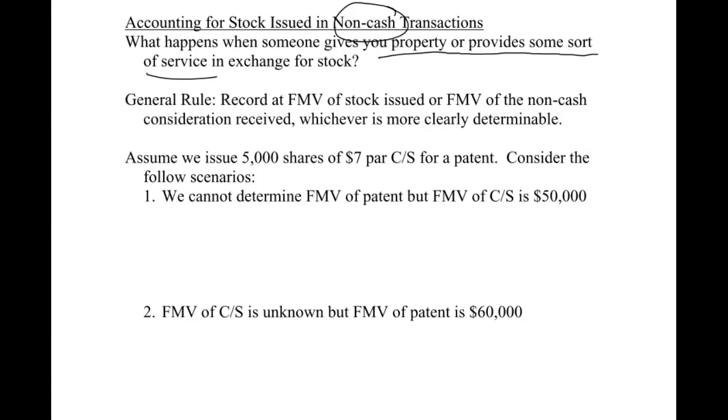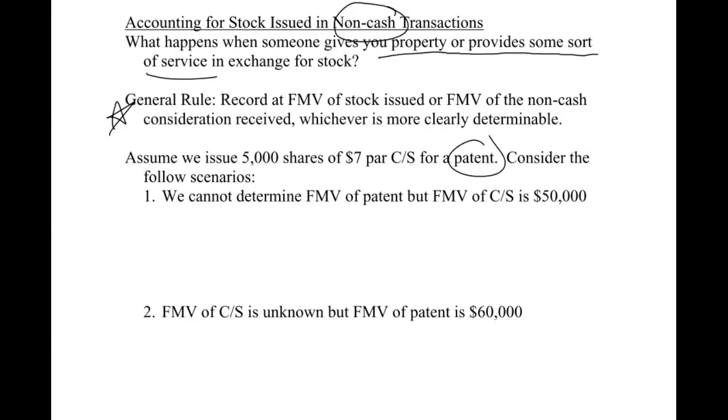All right, so the general rule here is we're going to record at the fair market value of the stock issued, or the fair market value of what we receive, whichever is more clearly determinable. So let's walk through a couple scenarios here. Assume we issue 5,000 shares of $7 par common stock, and the asset we're going to receive is a patent. So that means my debit in all these examples will be a patent.